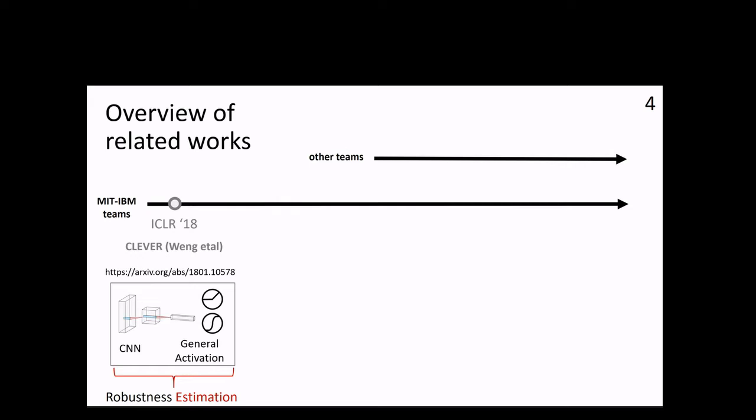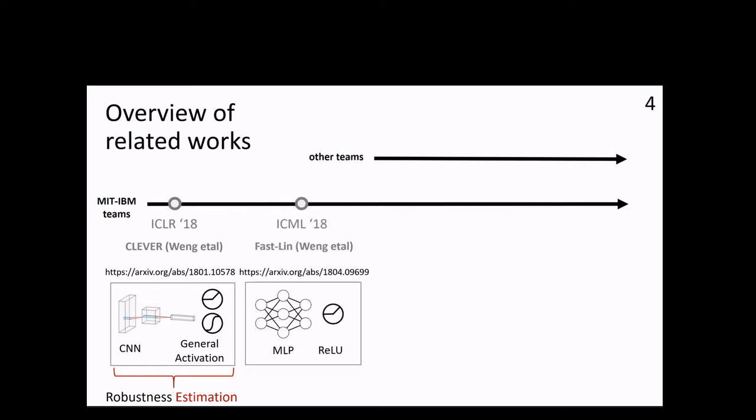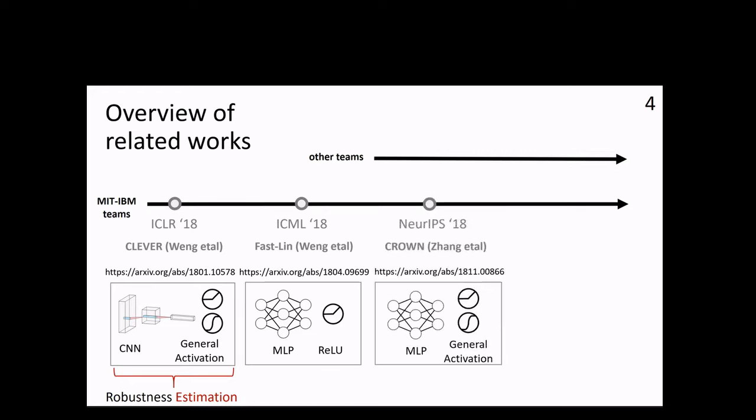Fortunately, some techniques do provide guarantees. One such technique is FastLin. FastLin works on multi-layer perceptrons, or MLPs, also known as fully connected networks. FastLin works on networks with the ReLU activation. Crown extends this to networks with general activation functions. However, both Crown and FastLin don't support networks with more general structures, such as pooling layers.